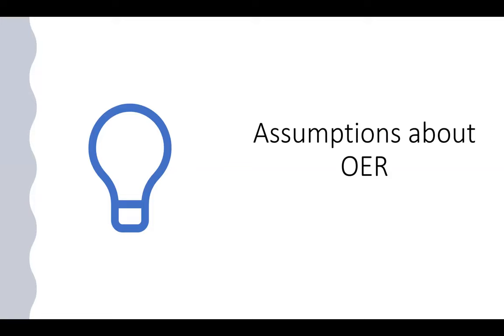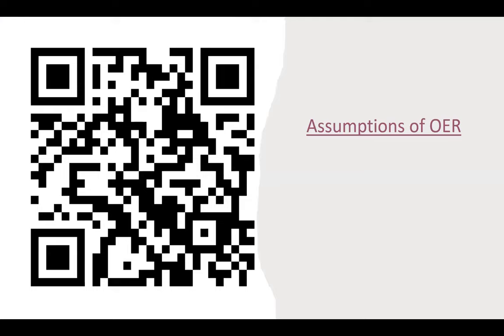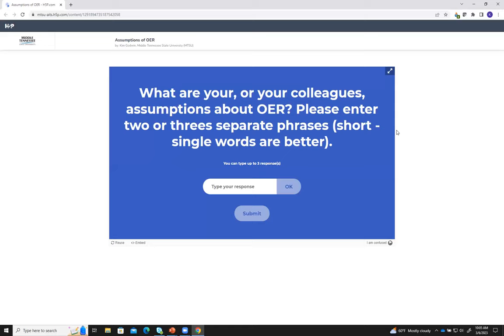All right, so we're going to start out by thinking about some of the assumptions that we in the room have about OER. And we're going to do that, if you want to go ahead to the next slide. If you click that QR code, there is a word cloud, which is through H5P, which is an open access source that we used as part of our Pressbooks book. So if you want to click the QR code, your screen should look something like that.